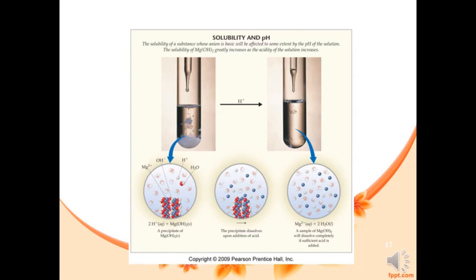So this figure shows the effect of pH on the solubility of a salt. This is magnesium hydroxide salt. Now what happens if droplets of strong acid are added to this test tube containing magnesium hydroxide salt? The precipitate will dissolve. It will dissociate to form ions and will interact with the strong acid added.